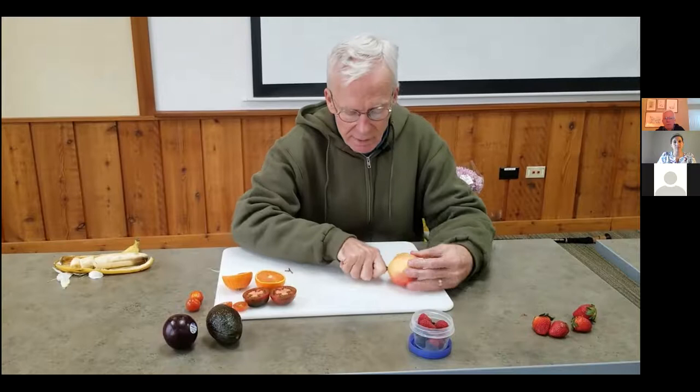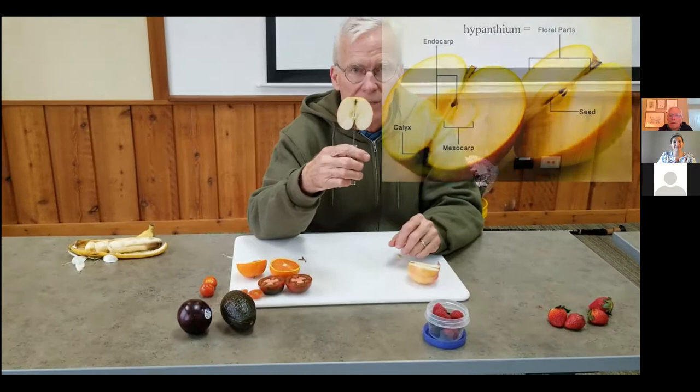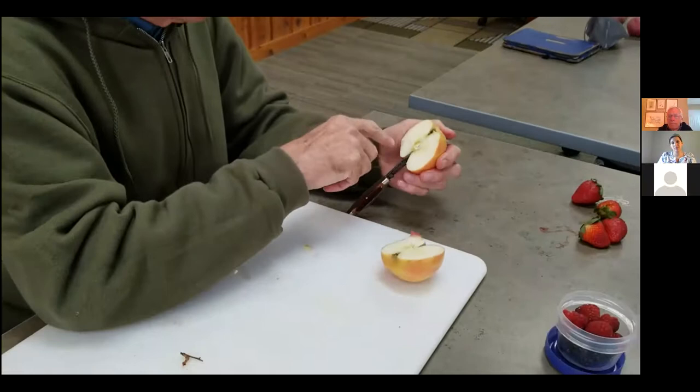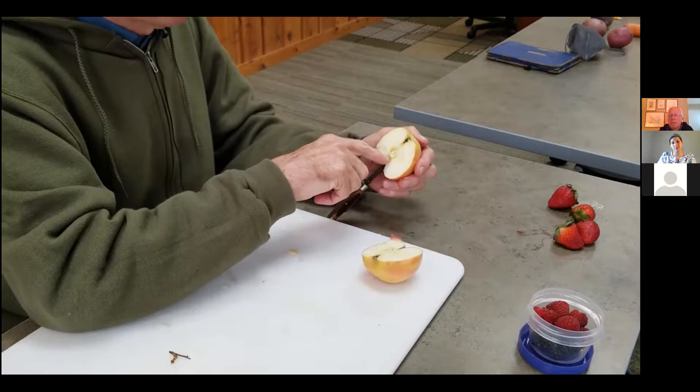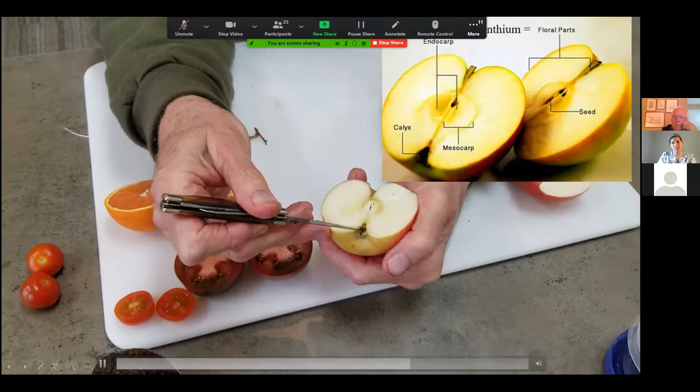Let me cut this open, and we can see what I mean by that. I'll just stick the knife in. That's where the apple would have been attached, or the flower would have been attached to the tree. And this is the, well, the ovary. Let me put it this way. So all the parts were attached here. We have sepals and petals and stamens, all attached here and reaching around the ovary. And you can see the remnants of the sepals right here, at the tip of the fruit.